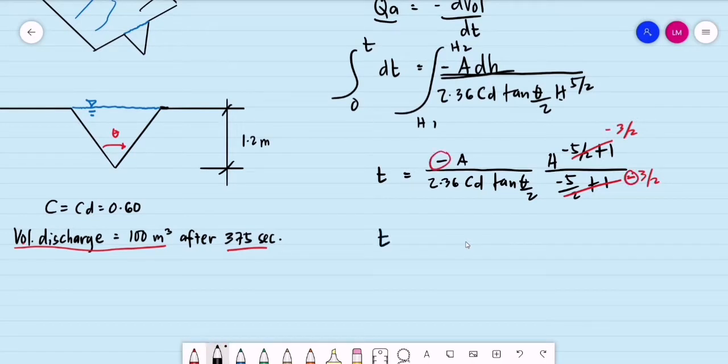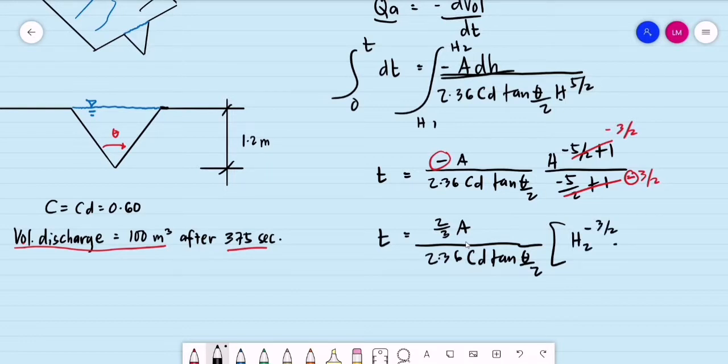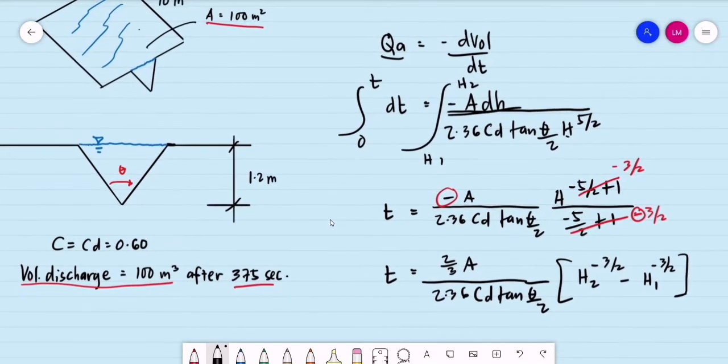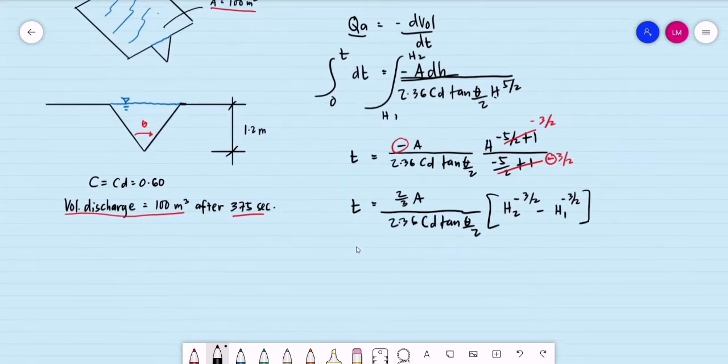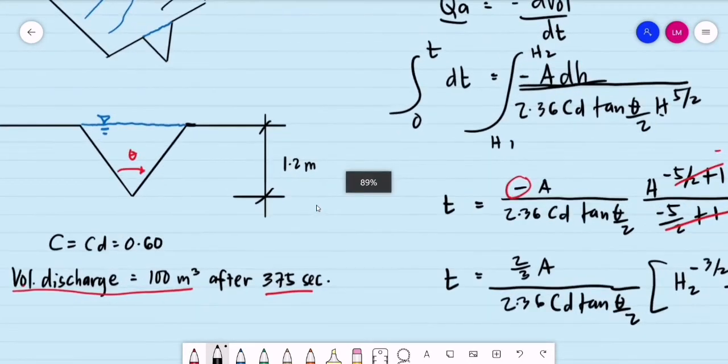So, that is, we have that time is now equal to positive 2 over 3 of the area divided by 2.36 of the coefficient of discharge, the tangent of theta over 2, and then multiplied by this upper limit h sub 2 raised to negative 3 over 2 minus lower limit h sub 1 raised to negative 3 over 2. So, ito yung parang formula na pagdating sa triangular weir, which is iba na naman compared dun sa previous example natin na rectangular. So, ano yung initial head natin?